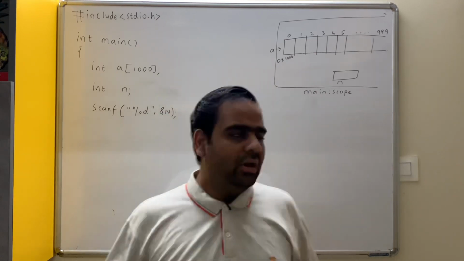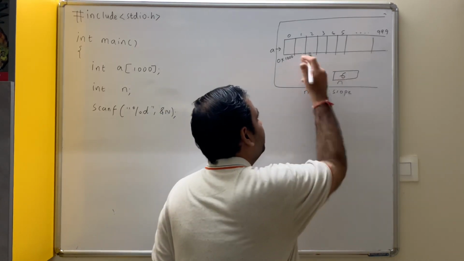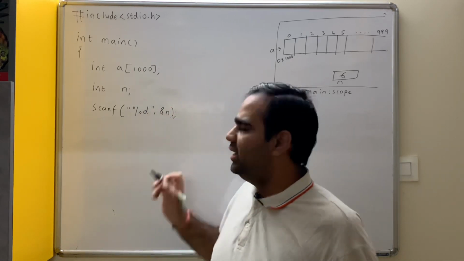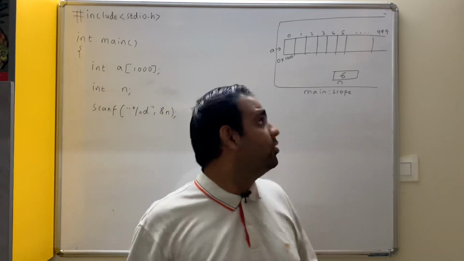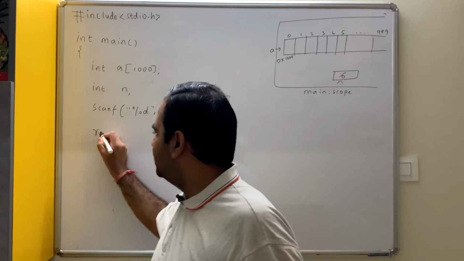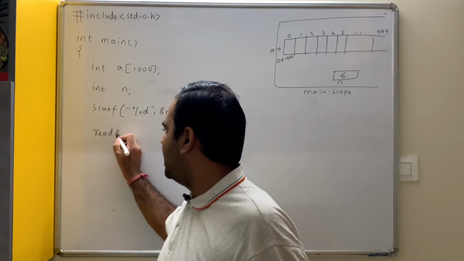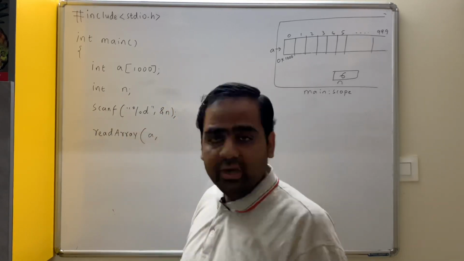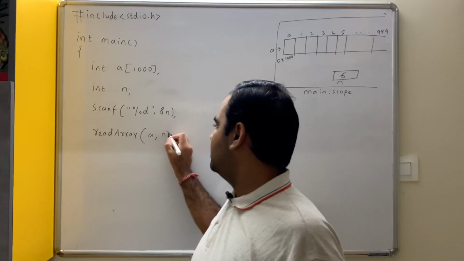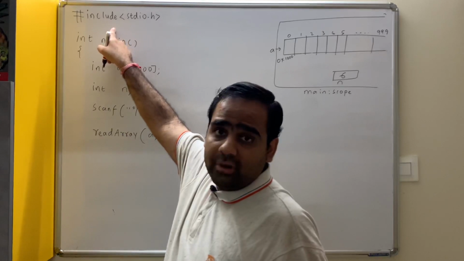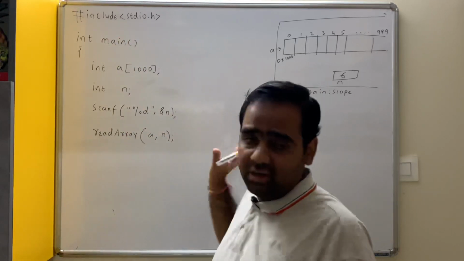Okay. Now let the value of n be say 6. That means we want to read 6 elements. And what are the 6 elements that we want to read? From a[0], a[1], so on up to a[5]. How do we read the array? We call one function called read array. Already I have written it. Which array do we want to read? Array a we want to read. And how many array elements are there? There are n array elements. Write the prototype correspondingly and define the function read array.